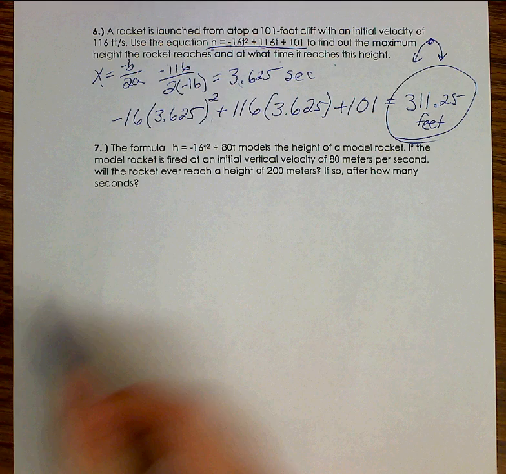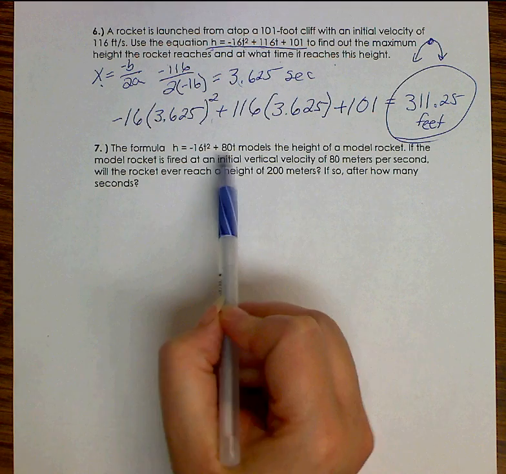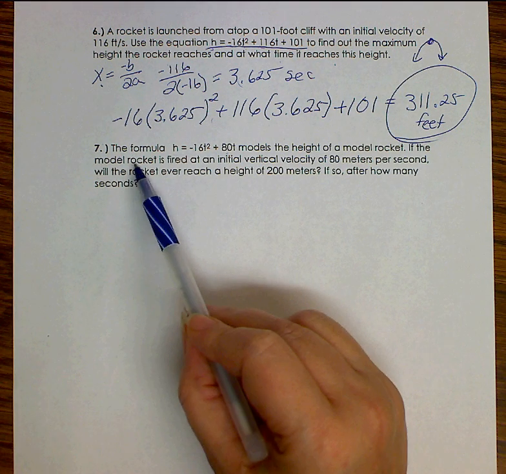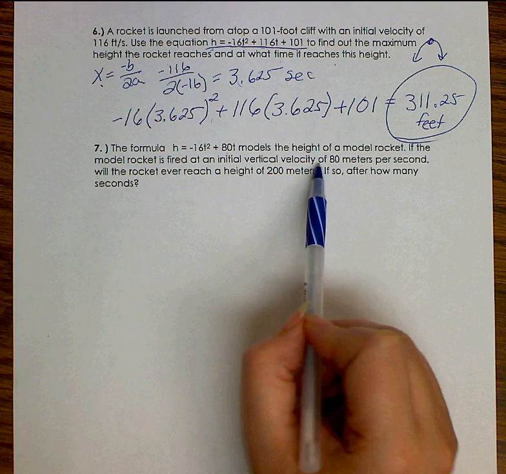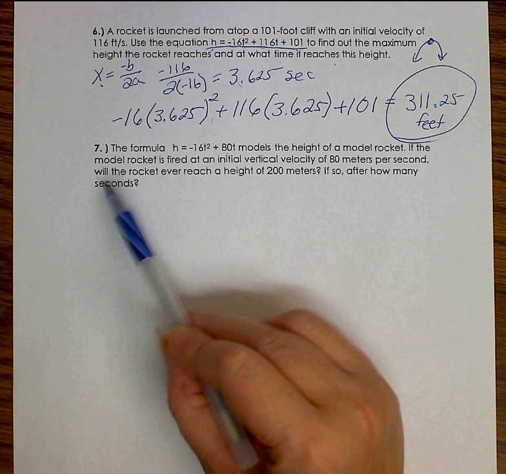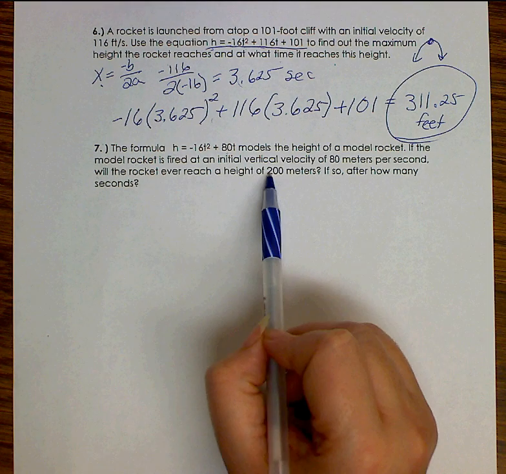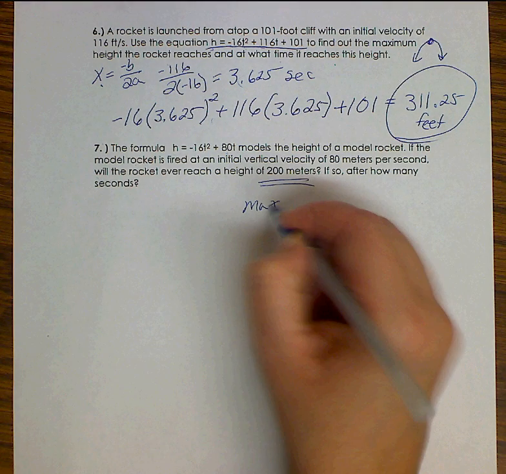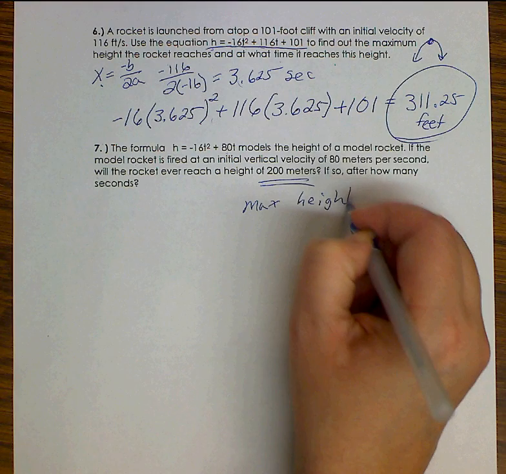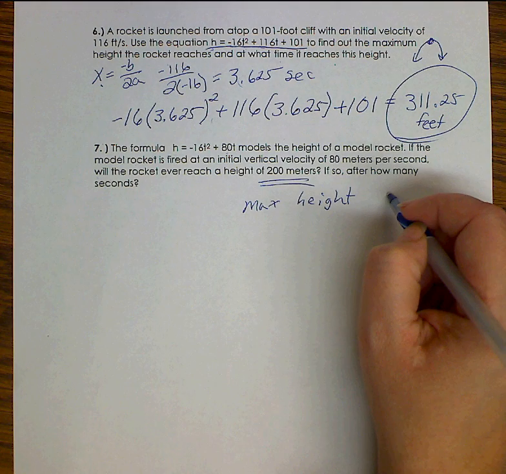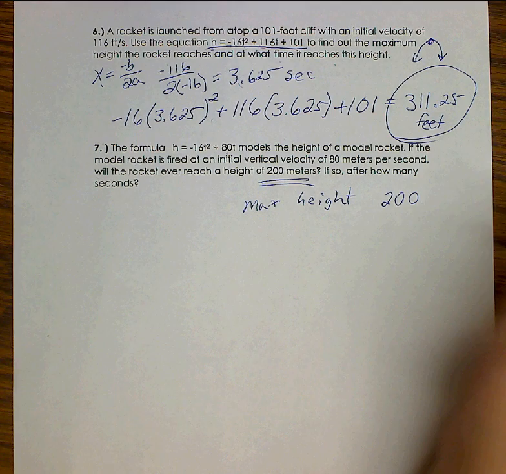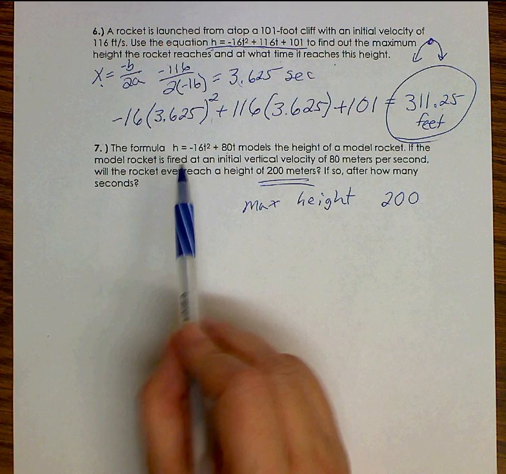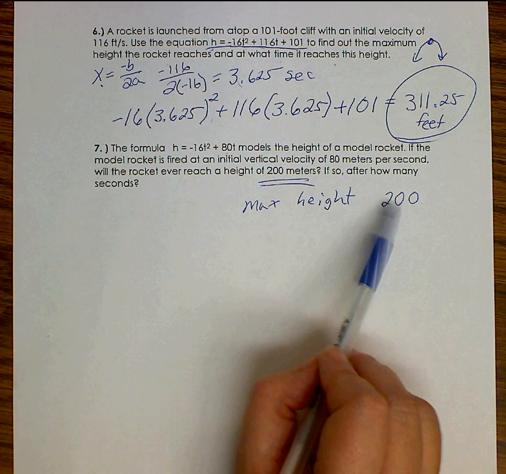All right, number 7. The formula models the height of a rocket. If the rocket is fired at the initial velocity of 80, that's where they get that 80 per second, will it ever reach 200 meters? So what you have to do is find the maximum height, just like we did in 6, and then find out, well, will it reach the 200? If it had the same formula, then we'd say yes, because that one reached 300, but this is a different formula, so we have to do the exact same thing, but find out if it reaches 200.